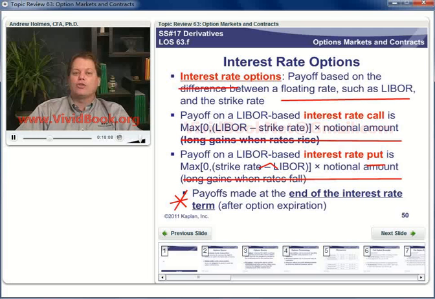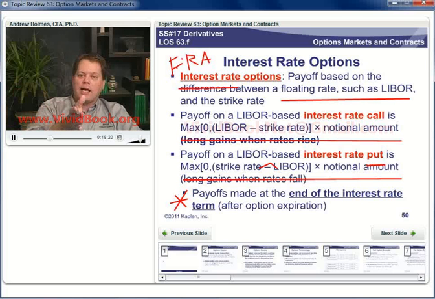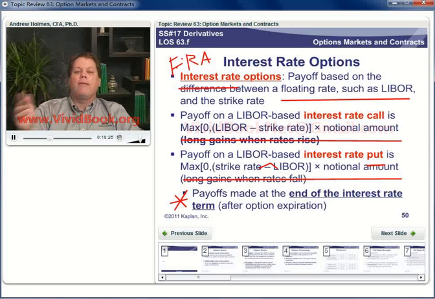Please contrast this in your mind with the FRAs that we were talking about earlier. When you looked at the futures contracts, we took the FRA, calculated the payoff in the future, and then we had to discount it back to the expiration of the contract. We don't do that with interest rate options. We calculate the payoff in the future, and then we just wait for the future to get here, and we receive the payment in the future. We'll see an example of that in just a moment.